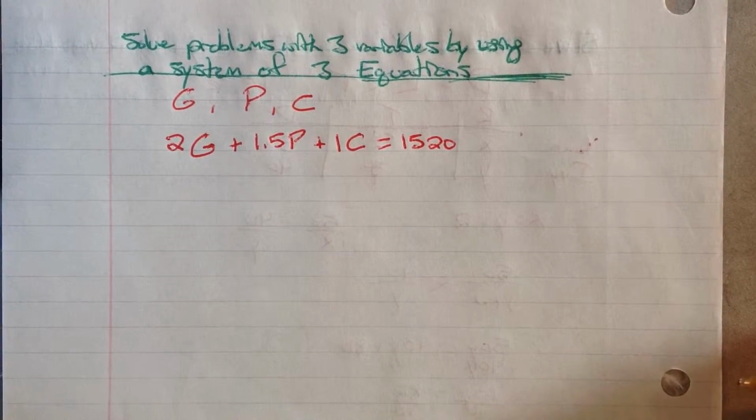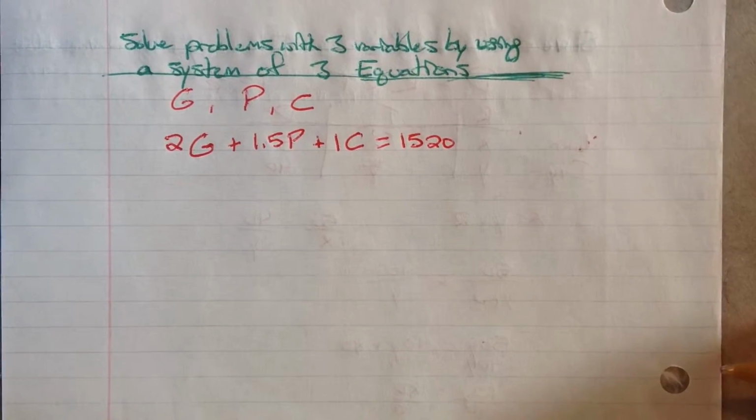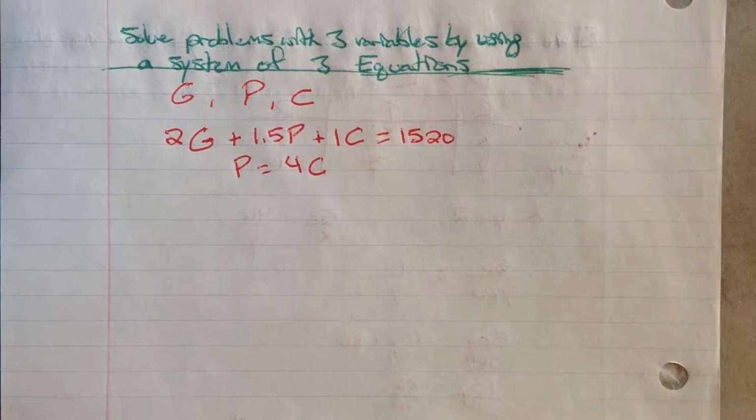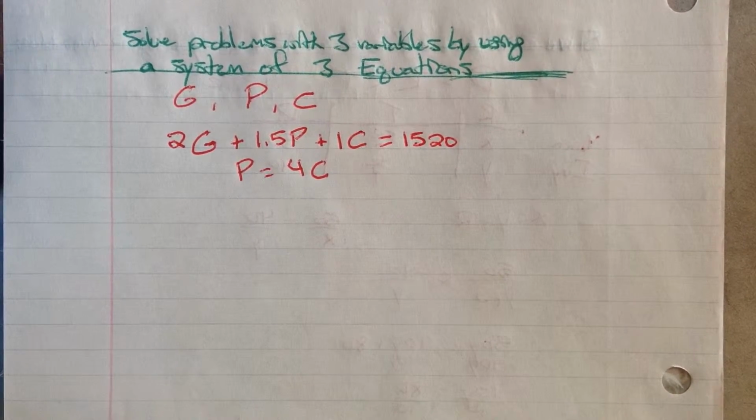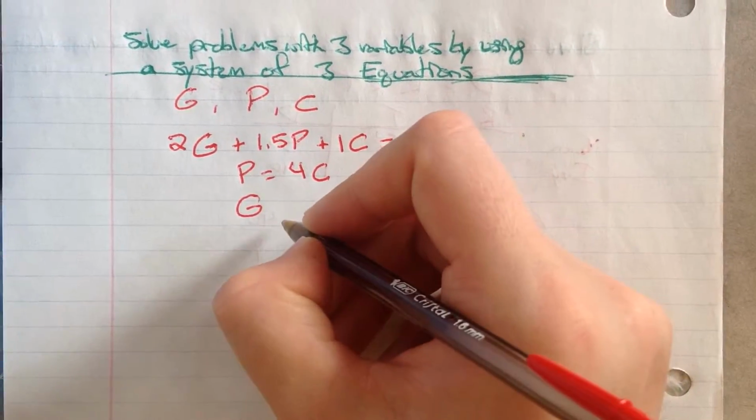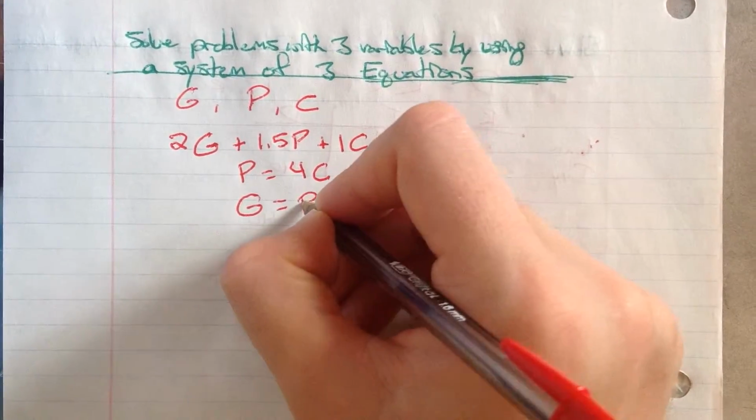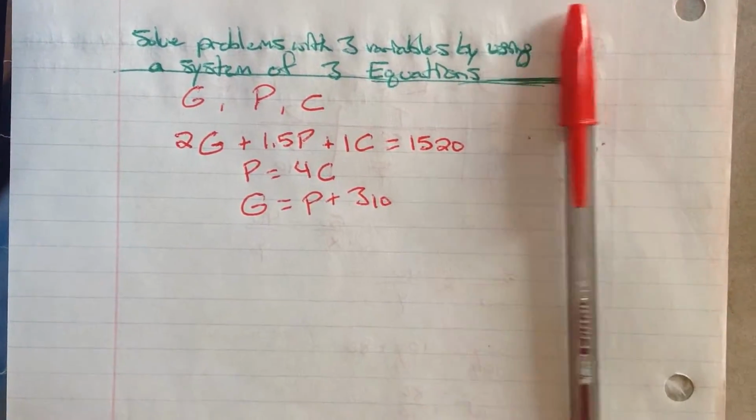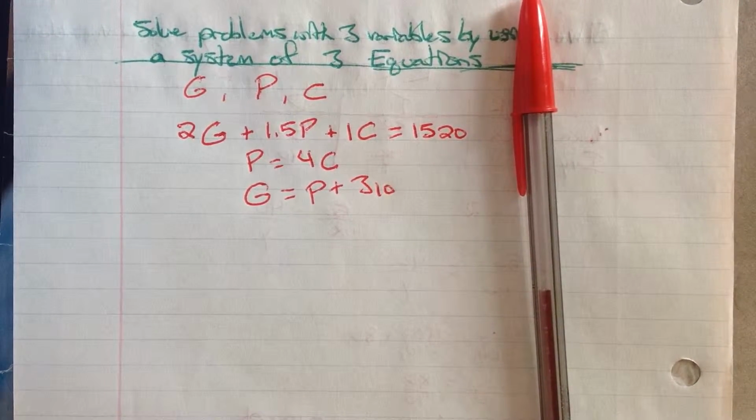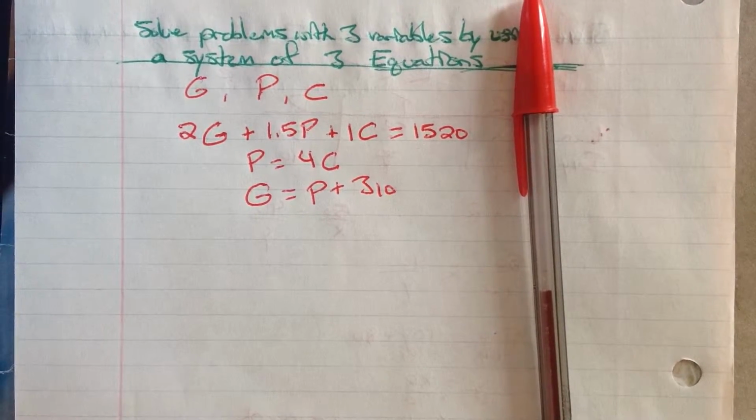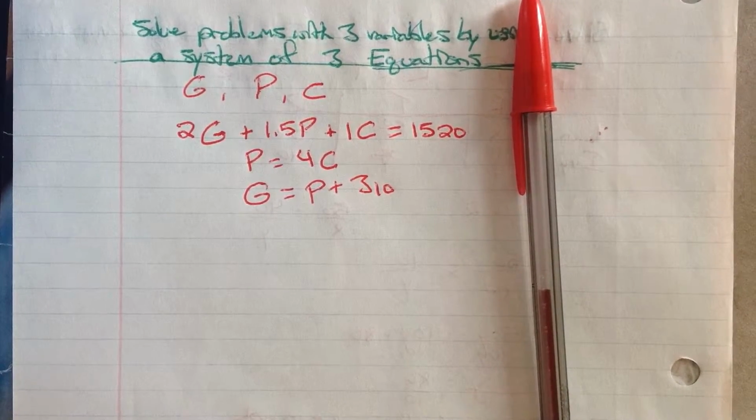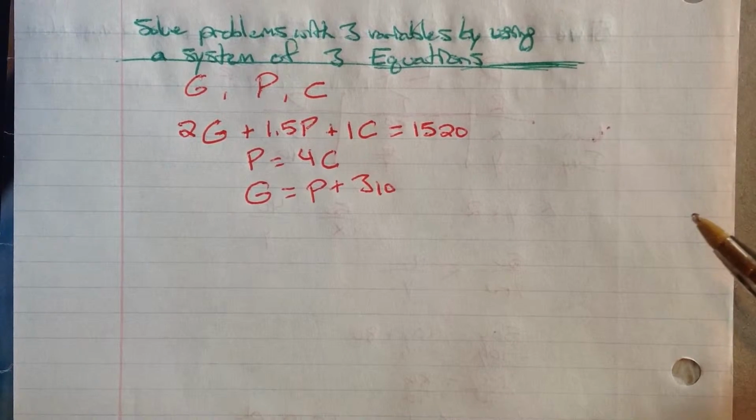Workers sold 4 times as many pretzels as candy items. So pretzels were equal to 4 times the amount of candy sold. The number of Gatorades sold exceeds the number of pretzels sold by 310. So we have these three equations. So we have our three equations and three unknowns.